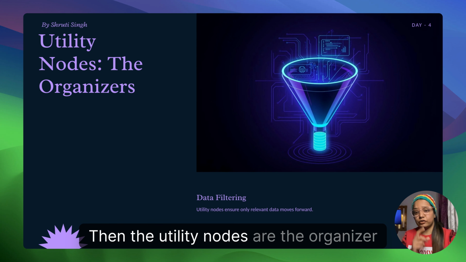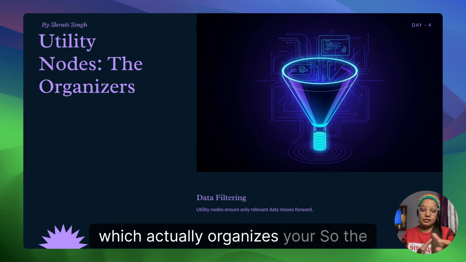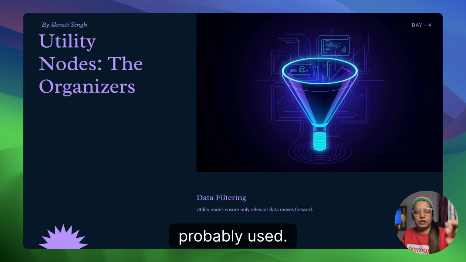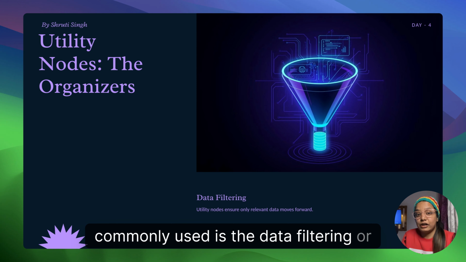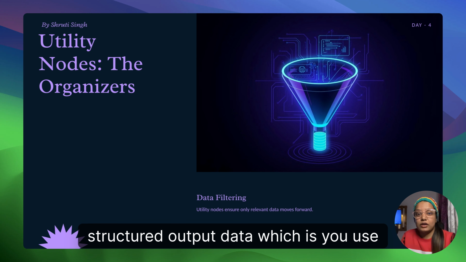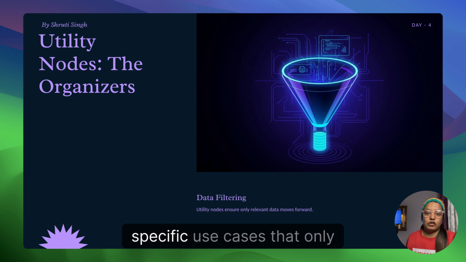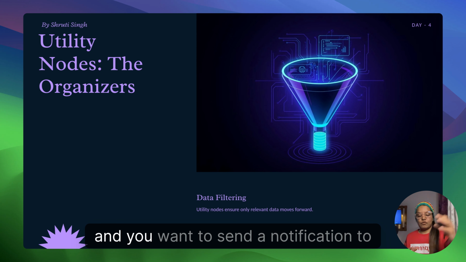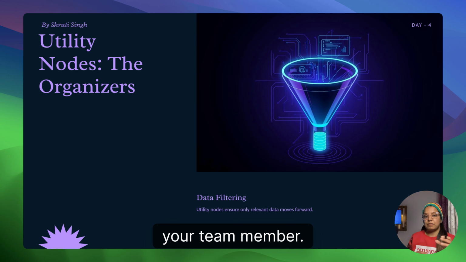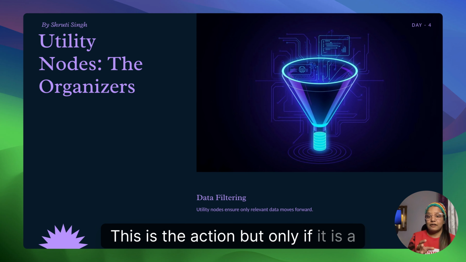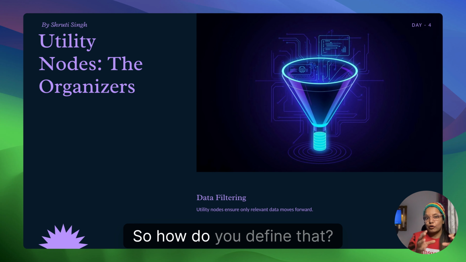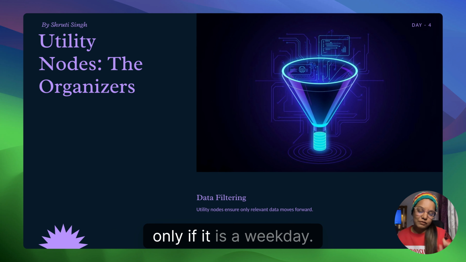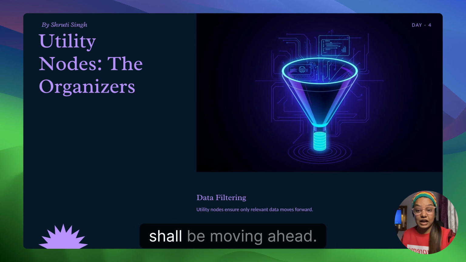Then the utility nodes are the organizers. The basic use of the utility nodes, commonly used, is data filtering or structured output data, which you use for filtering out the data for specific use cases. For example, you have this 5 p.m. schedule and you want to send a notification to your team member. This is the action, but only if it is a weekday. So how do you define that? Only if it is a weekday, you will be using a utility node to filter out that only if it is a weekday, then the further workflow shall be moving ahead.